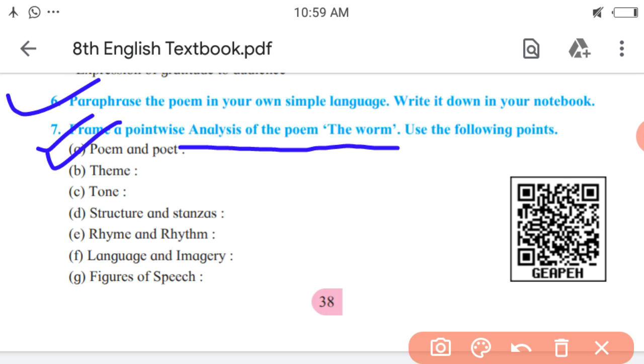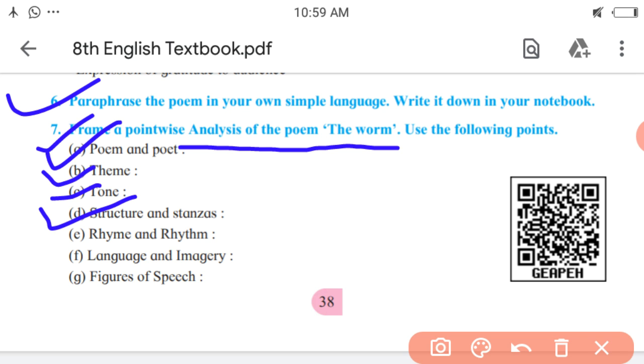Poem and poet. What is the name of the poem? That is The Worm. Who is the poet? James Gisborne. Theme. Theme means what the poem is about. So what is it? Protecting small living beings, not taking their life. Next, tone. How the poet is trying to give the message. It may be friendly, serious, pleasant, or fun. Such things are considered the tone. So it is a serious message given by the poet, to protect even small living beings, small creatures.